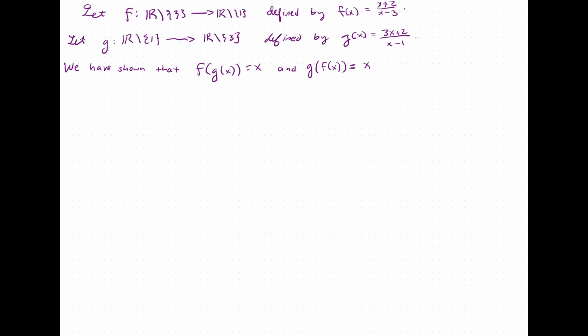So now let us continue, but what we are going to do is redefine f and g in the notation that we have been covering so that everything is done set theoretically. So we have that f is a relation, and so f is the relation where we have its ordered pairs x comma x plus 2 over x minus 3. This is an element in the Cartesian product of R minus 3 cross R minus 1.